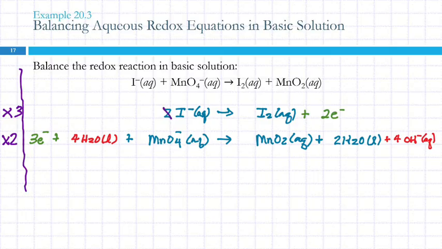So 2 times 3 is 6. 1 times 3 is 3. 2 times 3 is 6. 3 times 2 is 6. 4 times 2 is 8. 2 times 2 is 4. 4 times 2 is 8.